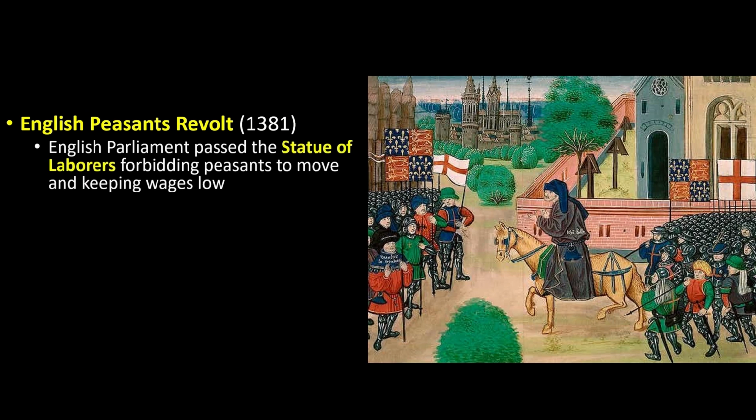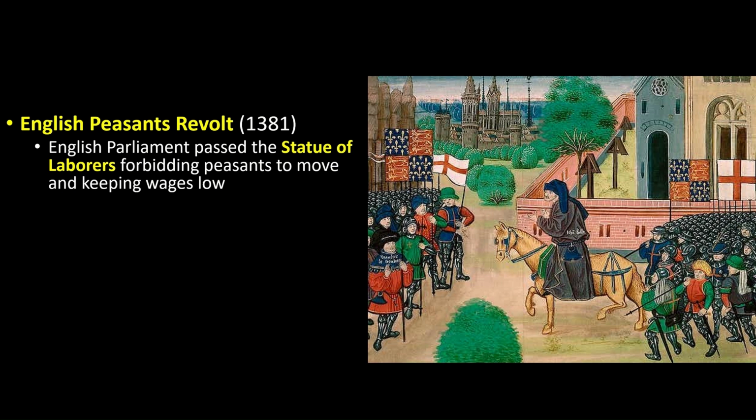All right, so England actually does that. English Parliament passes this thing called the Statute of Laborers around 1381. Basically, they forbade peasants in England to move. They said, look, you can't move off your lord's land. You got to stay there. Also, we are going to pay you the same wages that we paid before the plague.